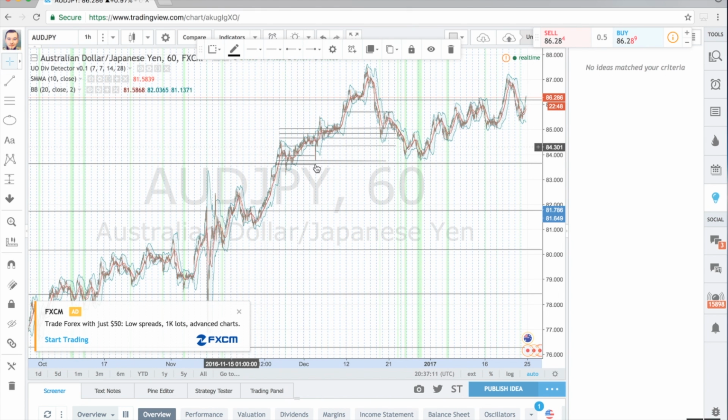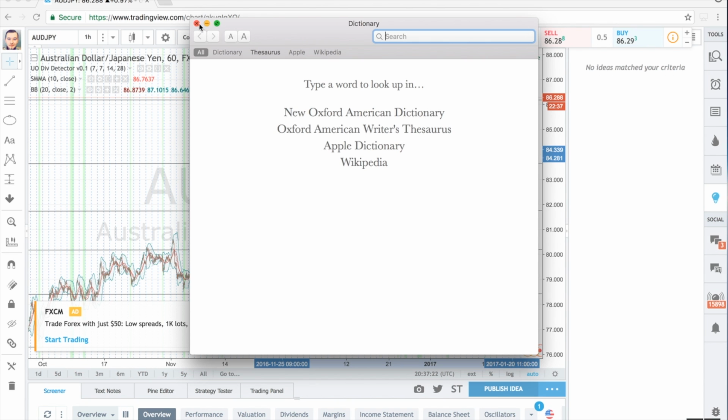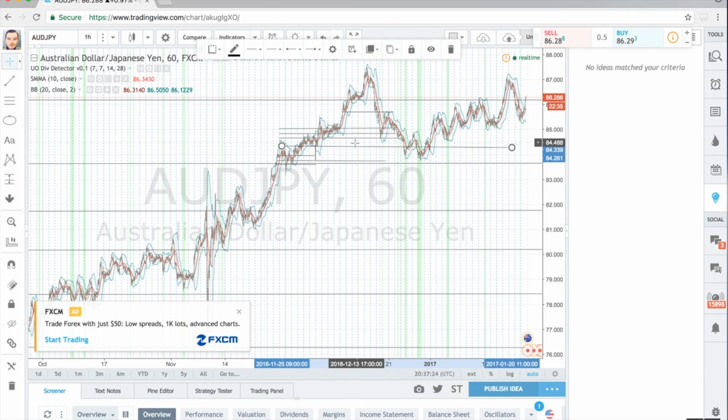So here, you can see another level right here that I had marked weeks ago. Another little level right here. You can see price extended out this way for this level, right? Price extended out this way for this level. See how well it expected that?